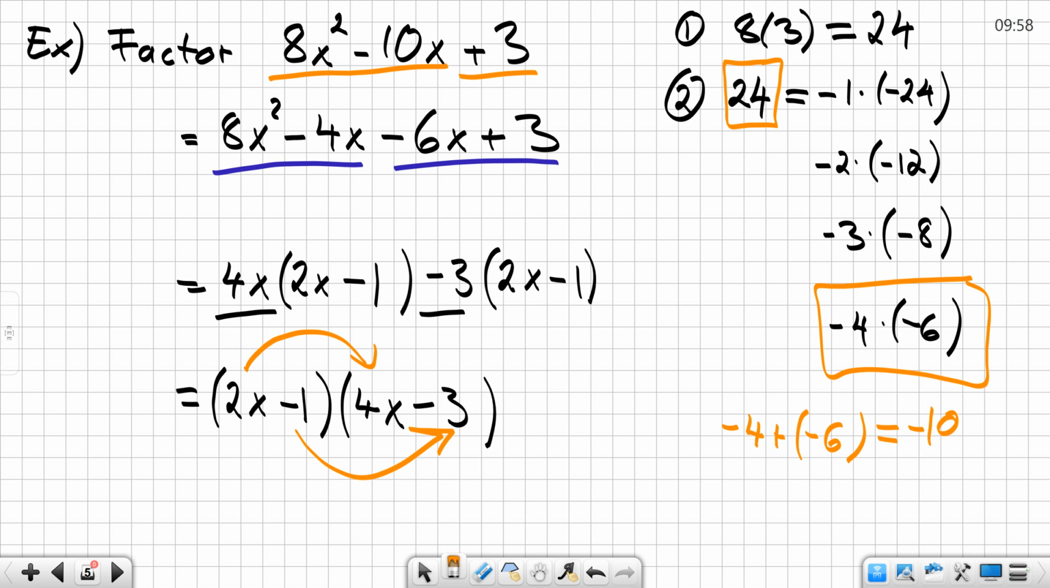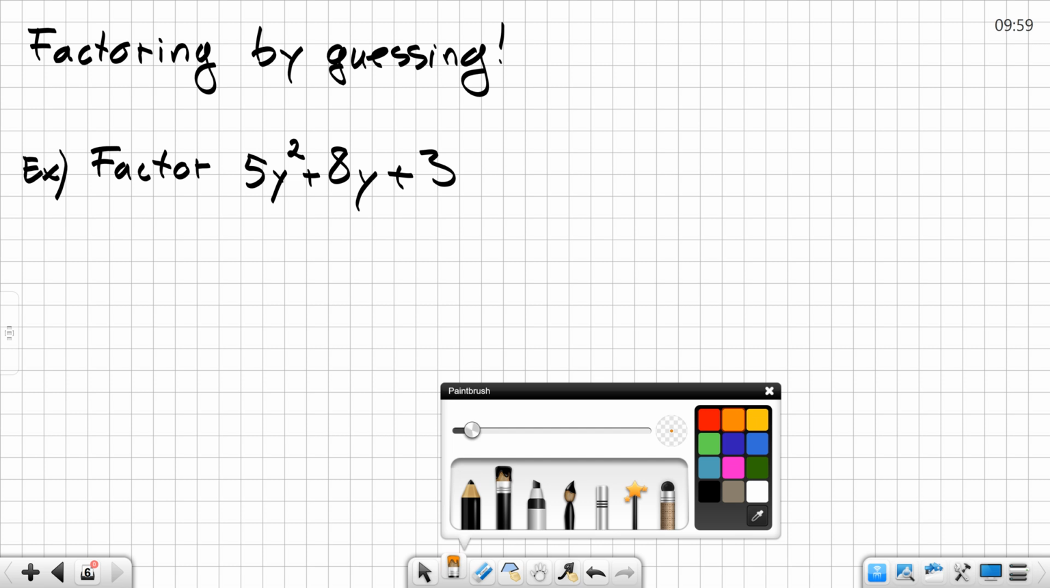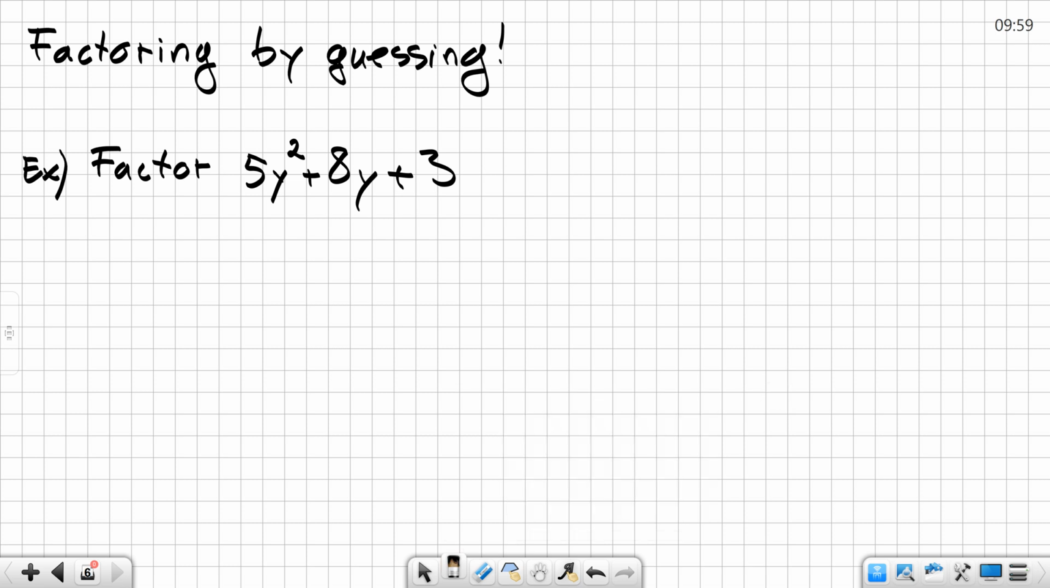All right. So let's do one last one. And this sounds a little bit funny, but it actually works sometimes. Factoring by guessing. Well, we are doing an intelligent guess. We are not just randomly trying to look for numbers. But here's the thing. If I'm planning on factoring 5y squared plus 8y plus 3, then I can do this. I could say, maybe it factors into two factors. And these are going to be two binomials.